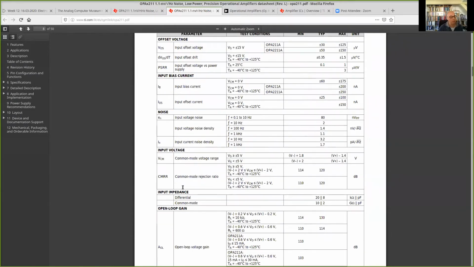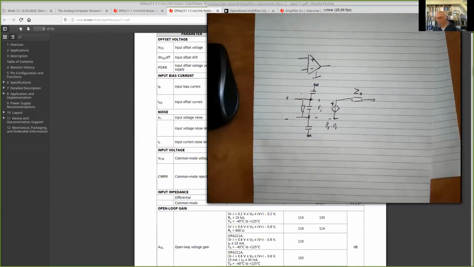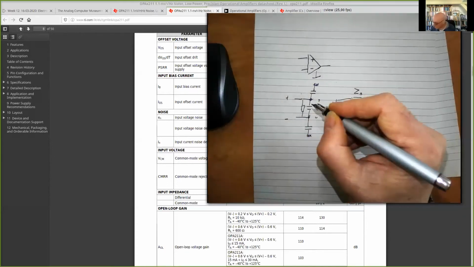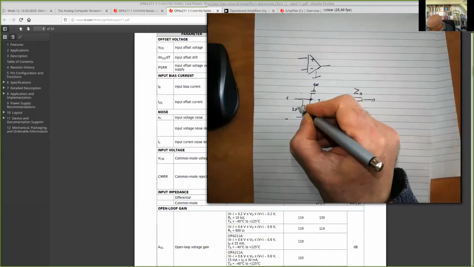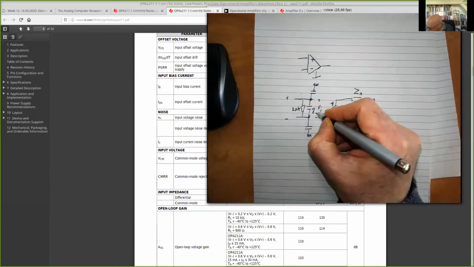Input impedance. You see, input impedance differential mode is 20 kilo ohm and 8 pF. So that's simple, we just fill it in our model here. So what did I say? 20 kilo ohm and 8 pF.